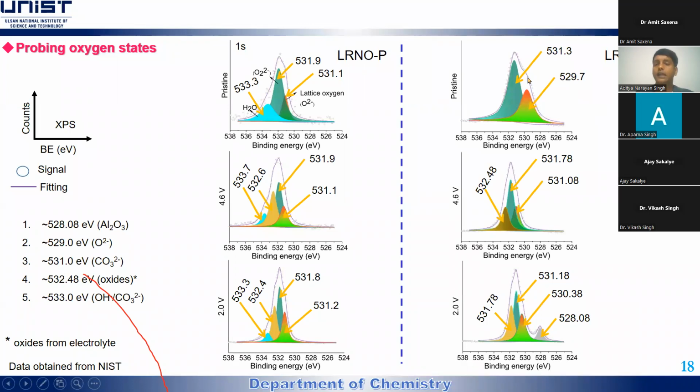But there are two peaks here. The peak around 529.7 is known as lattice oxygen. The peak around 531.9 is known as dimerized oxygen.